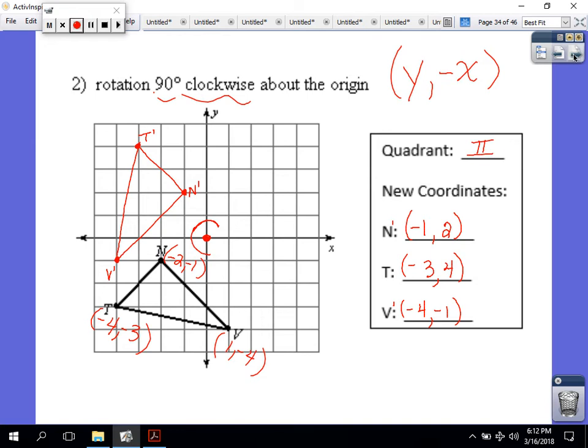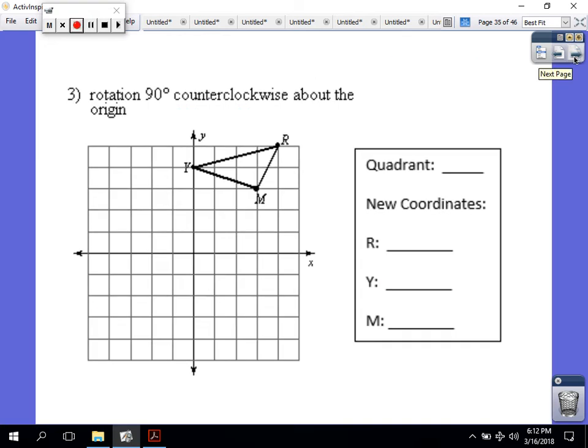Awesome. Let's do another one. Number 3, a 90 degree counterclockwise. So on your table on the front, find the counterclockwise column and go down to 90 degrees. You'll notice it's at the very bottom of the counterclockwise rotation column. So that one is opposite y comma x.